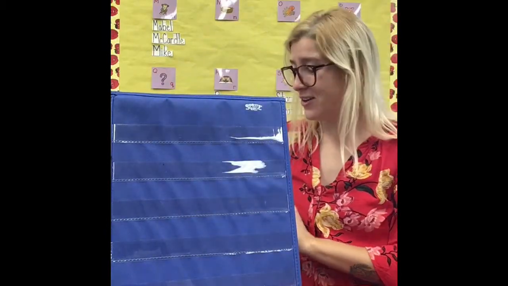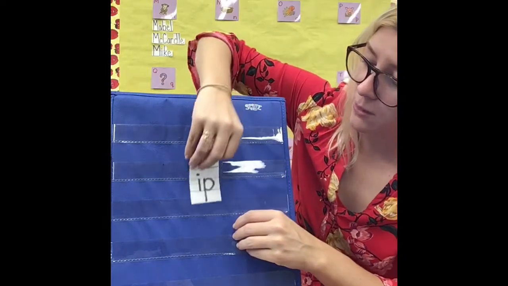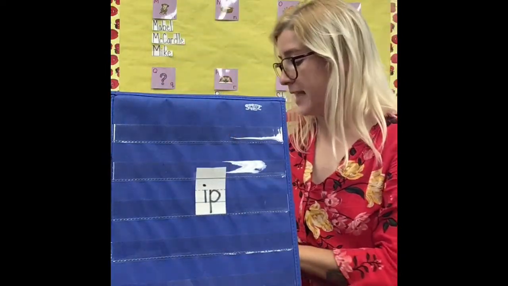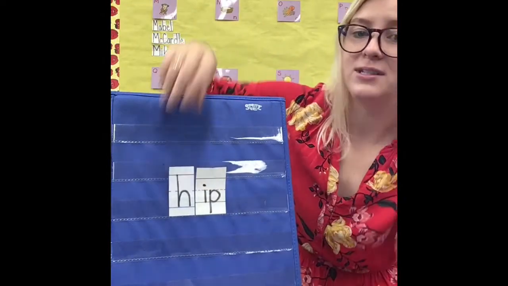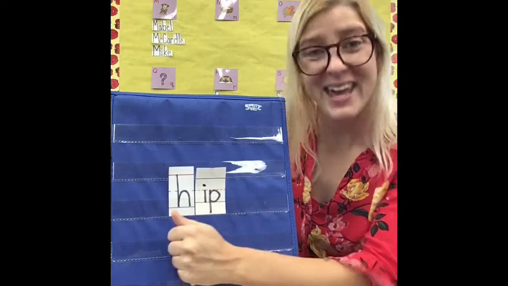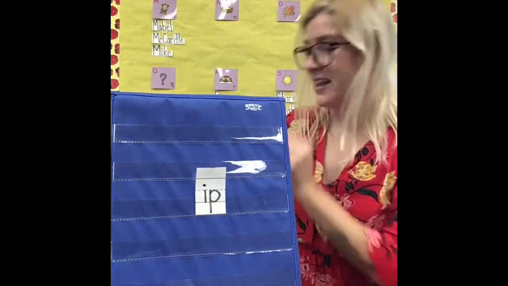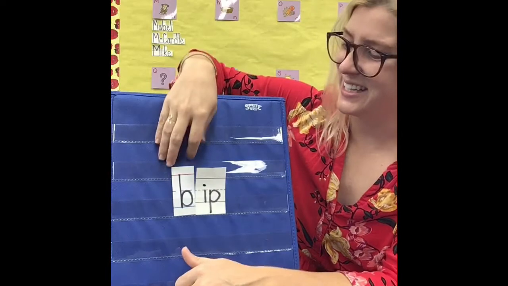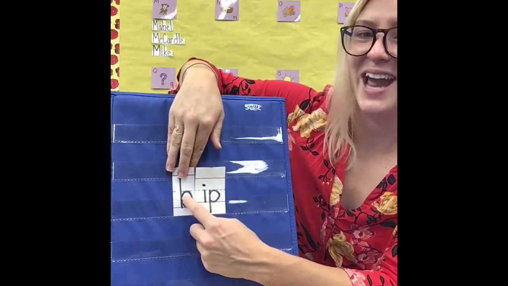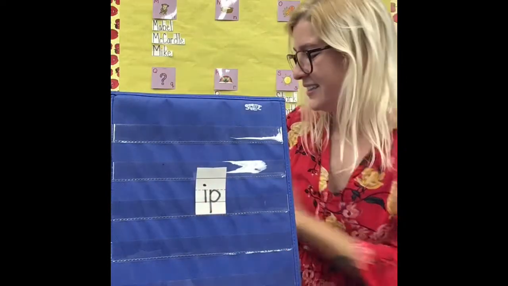Let's try that with our other new word part, ip, like we hear in the word ship. Let's put a sound in front of it, put it together, and read it. Letter H makes the h sound. So this says h, ip, hip. That's a real word. Letter B makes the b sound. So this says b, ip, bip. That's a silly word, but we can still read it by putting the first sound and the word part together.